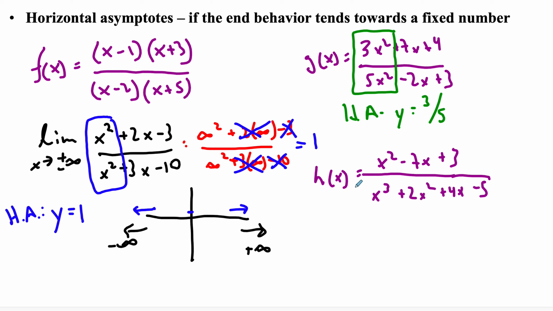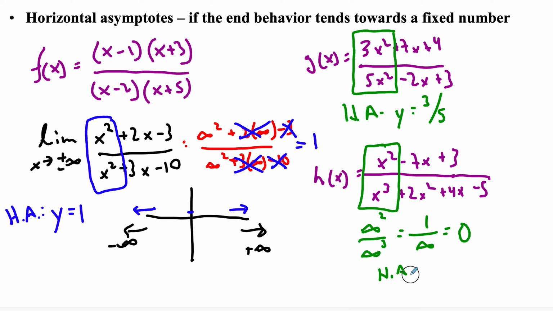Or if I'm looking at this, highest power in the numerator is x squared, highest power in the denominator is x cubed, so I can focus on those. What is infinity squared over infinity cubed? Well, 2 of the infinities cancel out, so I get 1 over infinity. What is 1 divided by infinity? What is 1 cut into an infinite number of pieces? Well, each piece is incredibly small, so small that we'd call it 0. So we'd say that the horizontal asymptote would be y equal to 0.